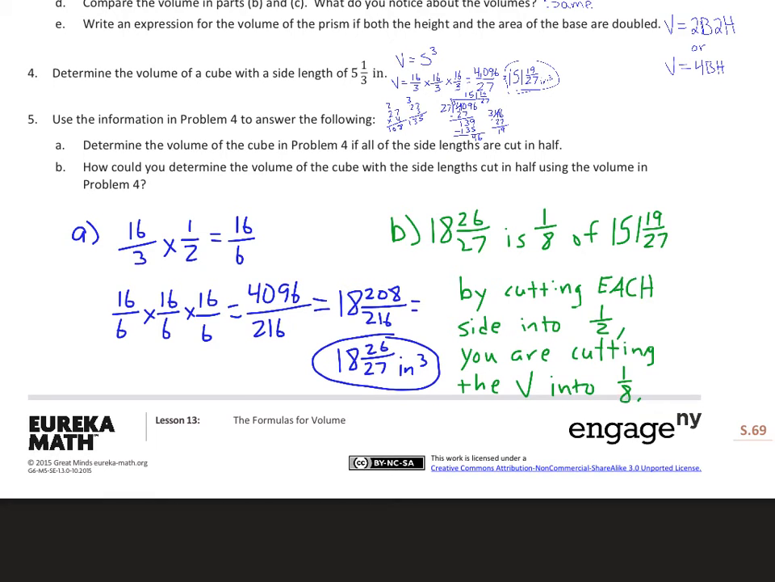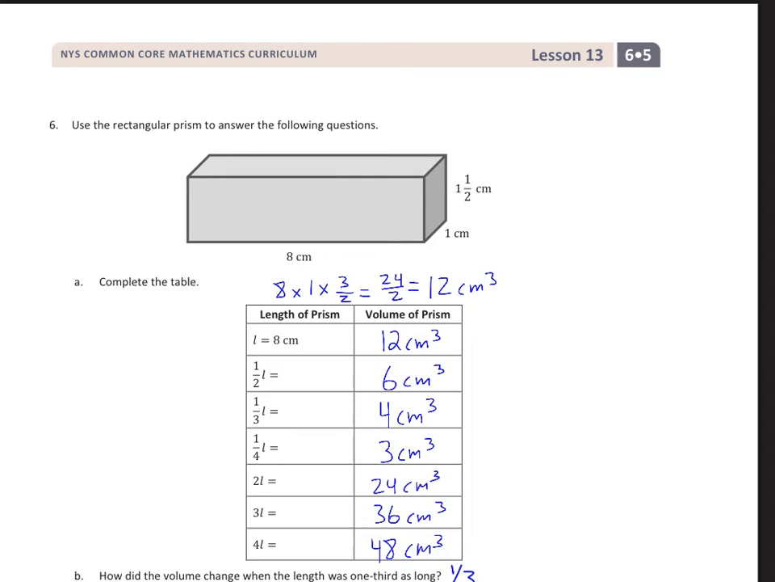And so I wrote that by cutting each side into half, you are cutting the volume into an eighth of it. All right, number 6, we have a rectangular prism, and so to find the volume and complete this table starts with using the 8 for the length, times 1 times, again, 3 halves, which is 1 1/2, is 24 halves or 12. So then it's just a matter of we are only changing one dimension. We're going to change just the length, this by a half, by a third, by a fourth. Here we're going to double it, triple it, quadruple it. Since we're only changing the one dimension, however we change that dimension, we're therefore going to equally change the volume.